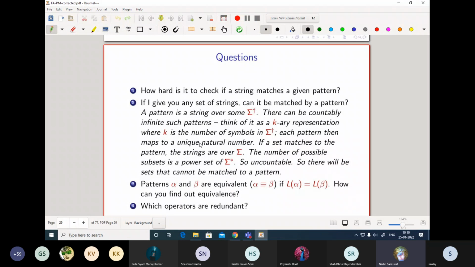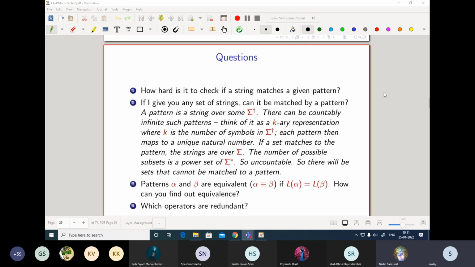Okay, so we were looking at patterns and languages that match a pattern, and we left off last class with the following questions. The first is, suppose I give you a string and a pattern. Can you check whether that string matches that pattern or not? Second, if I give you a set of strings, or a language, can you find a pattern that matches that language? And we have evidence that not every language has a pattern, and we will later see explicit examples of such languages.